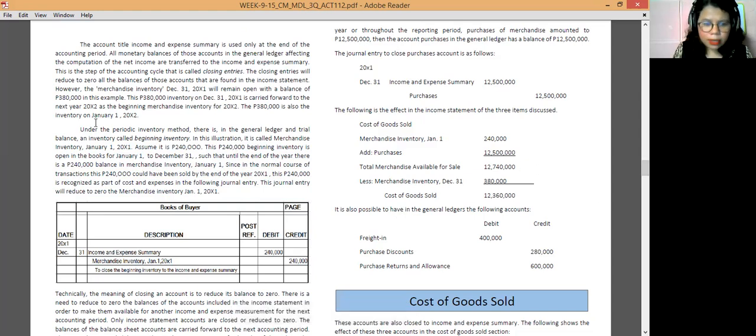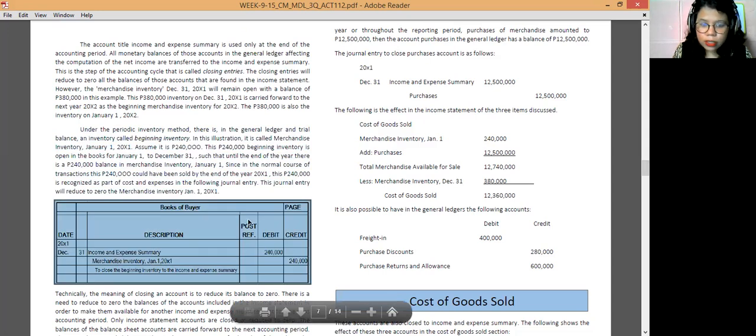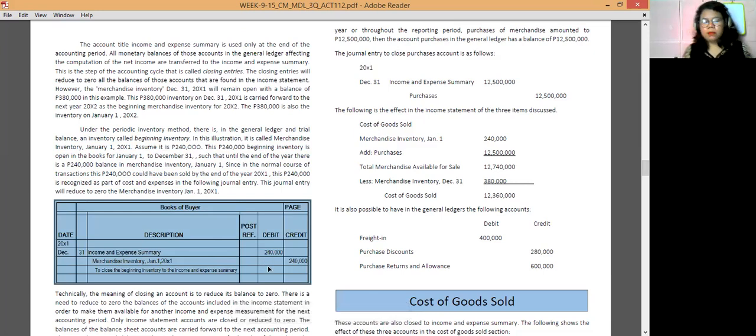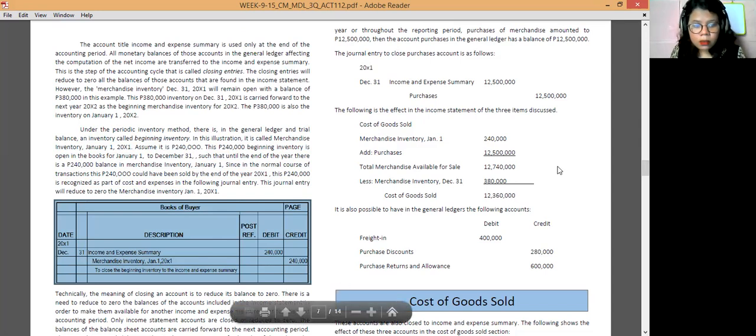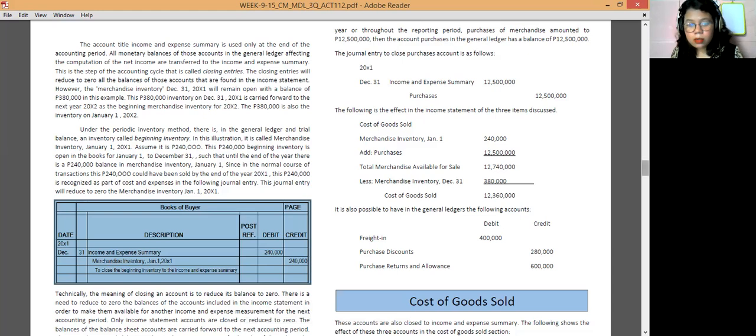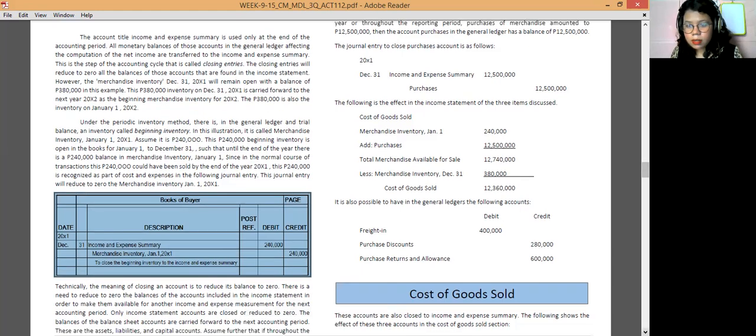So, basahin nyo lang, i-analyze nyo lang to. And, ito na yun. Ganito siya ilagay sa ating journal. Okay, income and expense summary, 240,000. And merchandise inventory na 240,000. Okay? To close the beginning inventory to the income and expense summary. Okay? So, next natin.